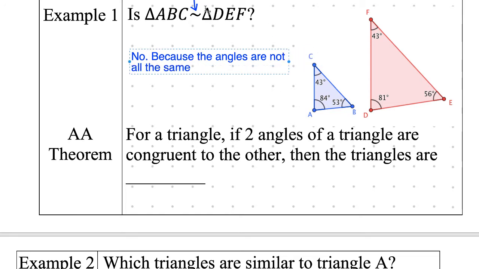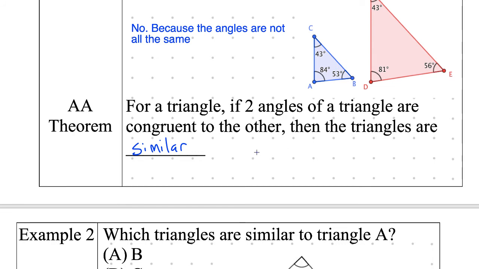All right, and that brings us to the logic behind the angle-angle theorem. Again, I said if all three angles are the same, then they are similar. Well, for a triangle, if two angles of the triangle are congruent to two angles of the other, then the triangles are similar. Why? We only need two angles, Mr. Snell? Didn't you just say up here we needed three? You're right, but you can always figure out what that third angle is.